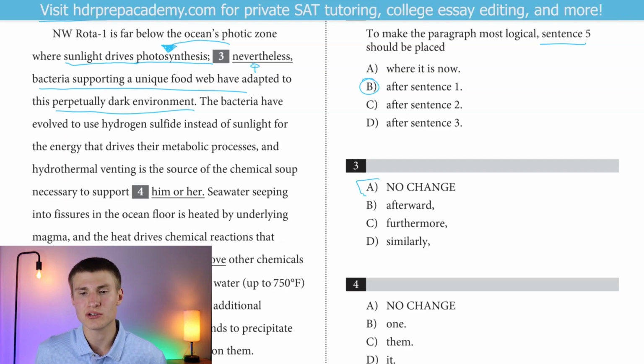Therefore, the transition word that we'd use to show something is in spite of something else would be "nevertheless." We wouldn't use "afterward" because it's not coming after something else. It's not "furthermore" because we're not adding it to something else. And it's also not going to be "similarly" because it's not similar to something else.